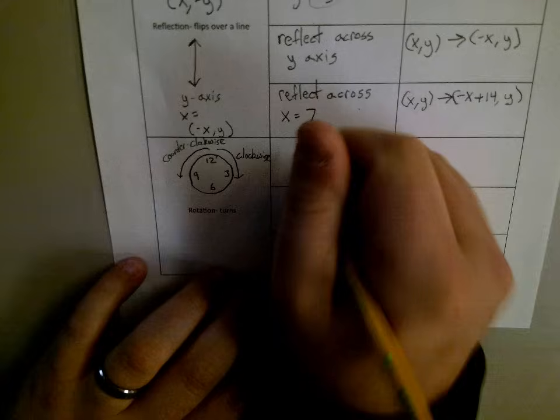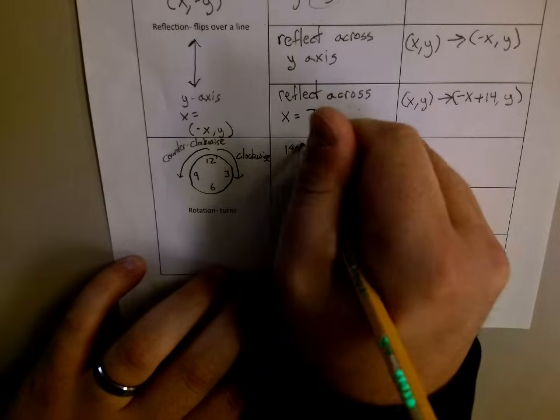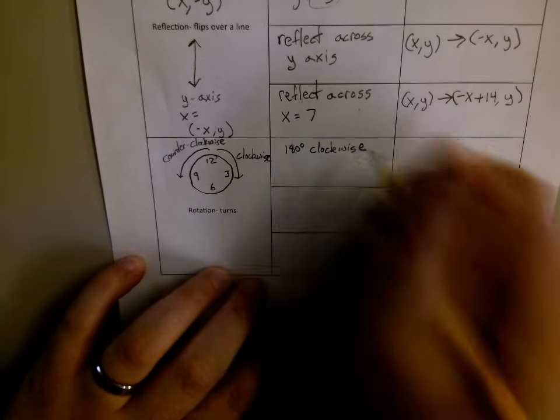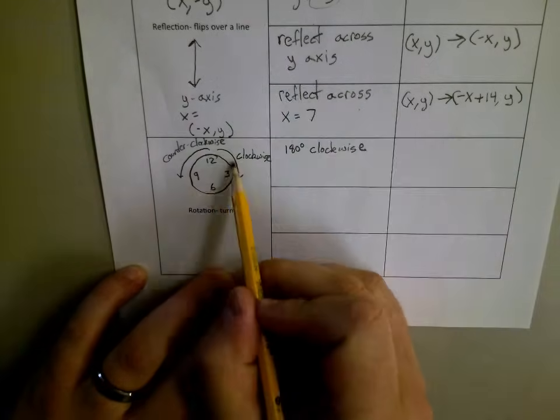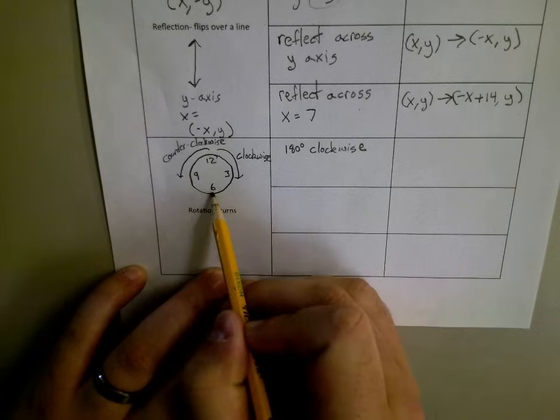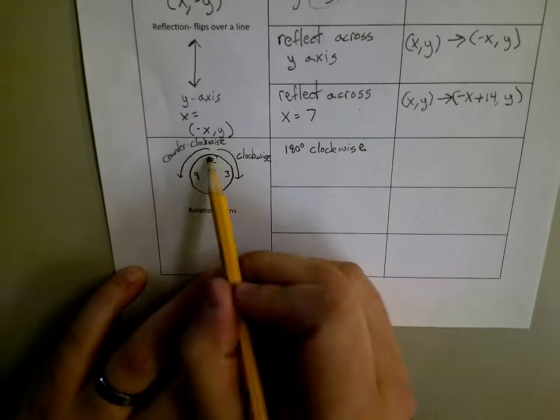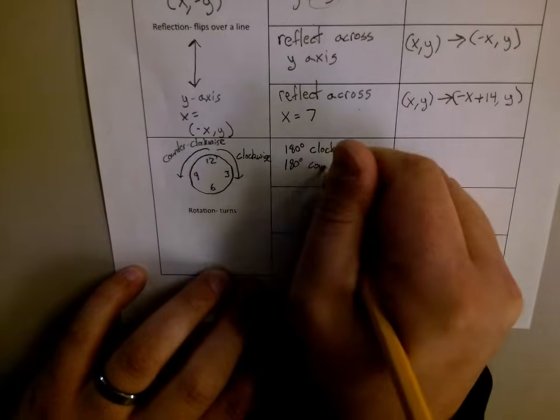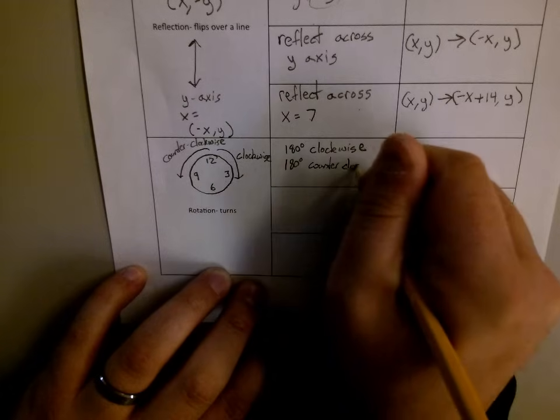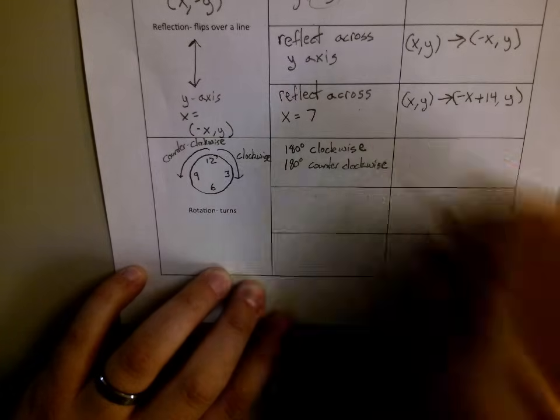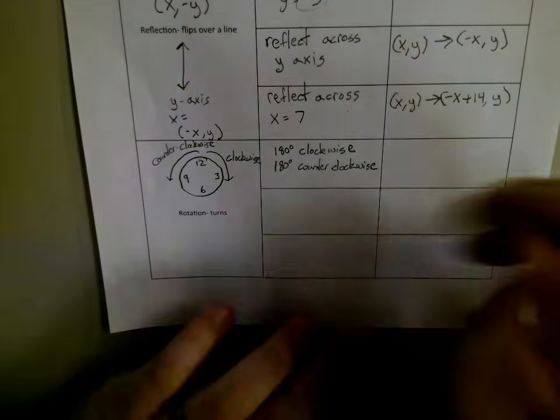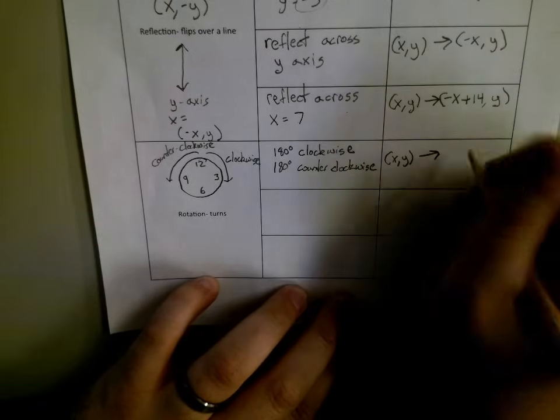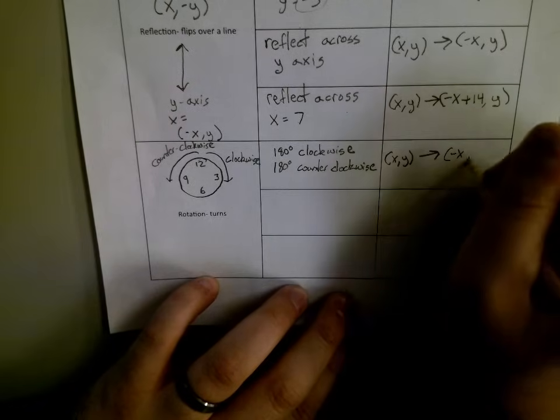So, for instance, if I say 180 degrees clockwise, so 180 degrees clockwise would go from here halfway around the circle, which would be down at the 6. So that's also the same thing as 180 degrees counterclockwise. You would end up in the same spot. So here's what happens when you do this. Your original point of (x, y) becomes the opposite of x and the opposite of y.